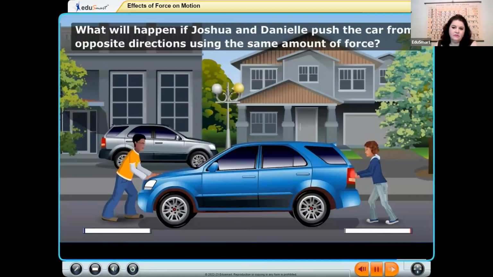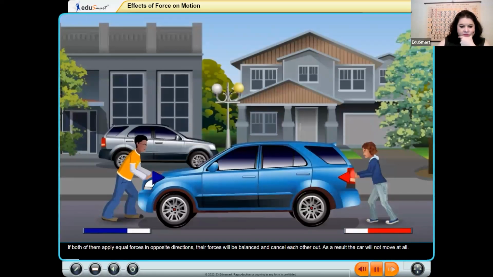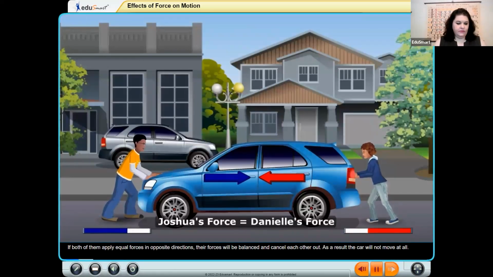What will happen if Joshua and Danielle push the car from opposite directions using the same amount of force? If both of them apply equal forces in opposite directions, their forces will be balanced and cancel each other out. As a result, the car will not move at all.